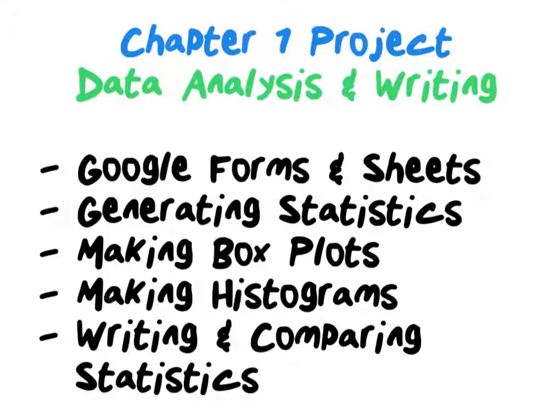Now, this particular video addresses step 1, talking about how to use Google Forms and Google Sheets to get our data that we need and how to start our analysis. The second step is covered in the next video, and that's going to talk about the generating of statistics using Google Sheets. Our third video is going to talk about making box plots and getting the 5-number summaries that we need. The fourth video is going to talk about making histograms. In the 5th and 6th videos, we talk about how you really write about statistics and how you properly compare statistics from 2 different data sets and sound smart and mathematical about it.